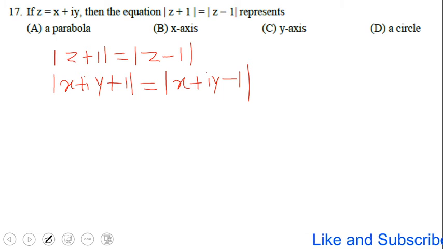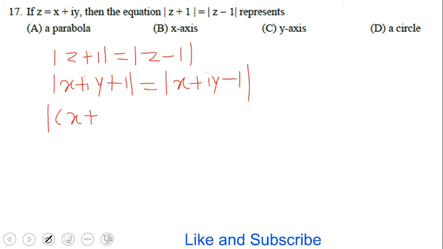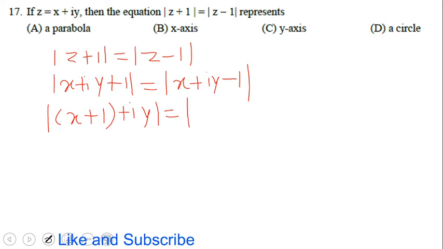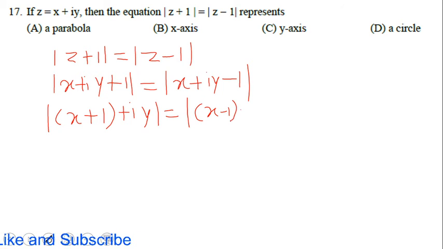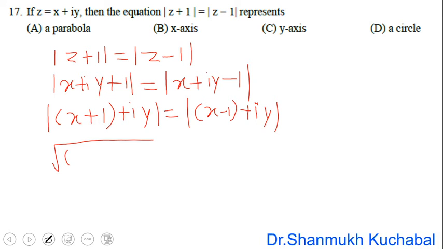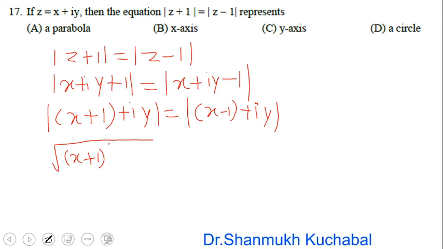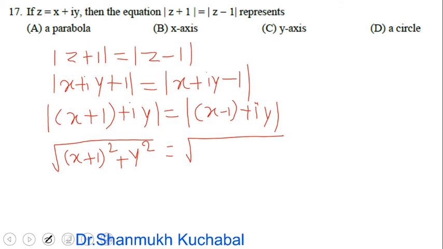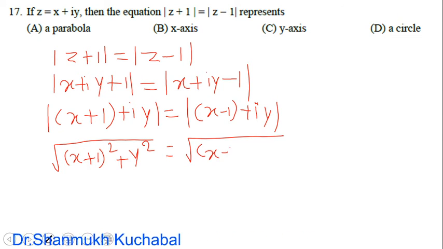So we will do a grouping: real part together, x plus 1 is the real part, imaginary part is iy; then real part is x minus 1, imaginary part is iy. Modulus means magnitude, which we have to calculate. So mod is the square root of real part square plus imaginary part square. Similarly for the other side.